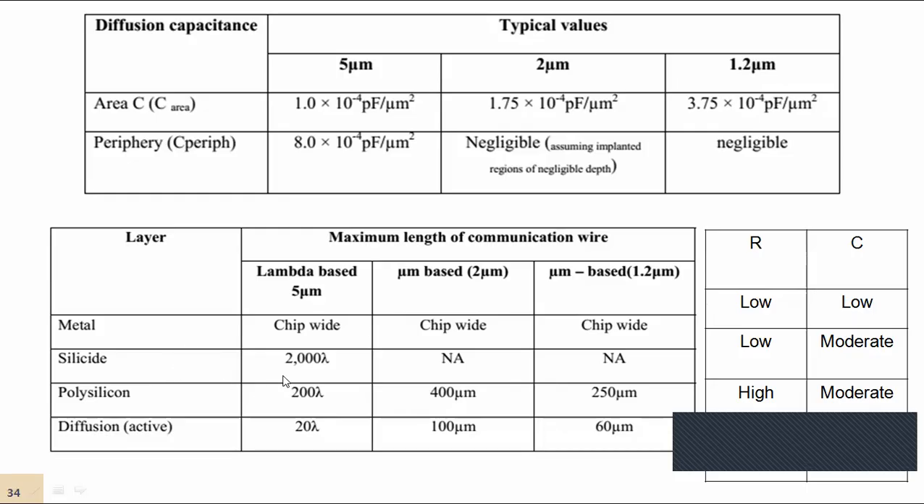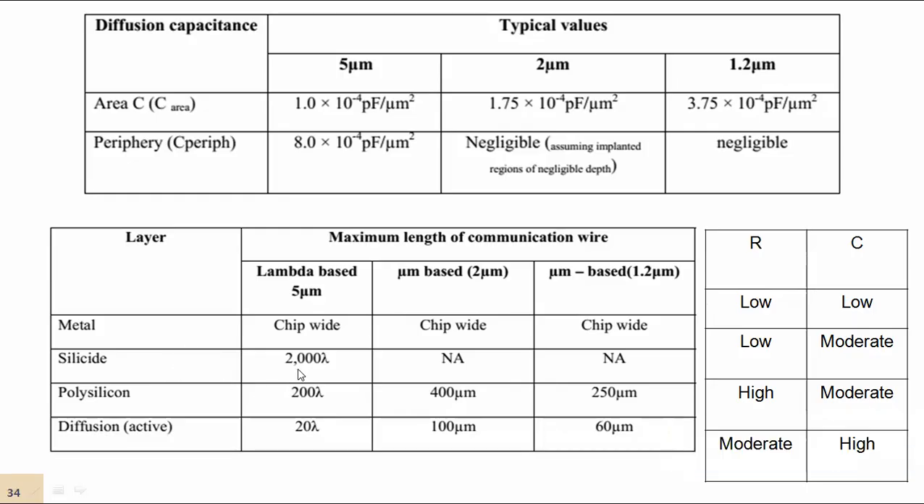For silicide, it is 2000 lambda. Afterwards we can define that lambda based on our requirement. It is not applicable for the 2 and 1.2. Here the only thing, with respect to the polysilicon, is 200 lambda, 400 lambda, 250 lambda, and diffusion 220, 100, 60. Okay, the value is going to vary. In the silicide, resistance value is low and capacitance value is moderate.